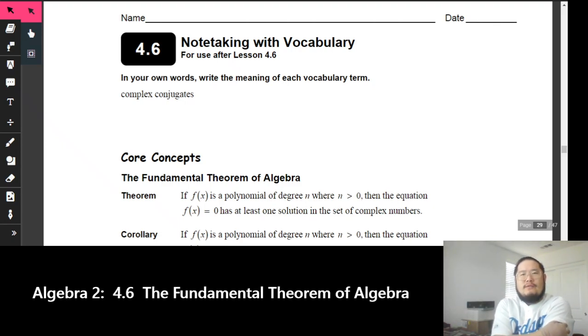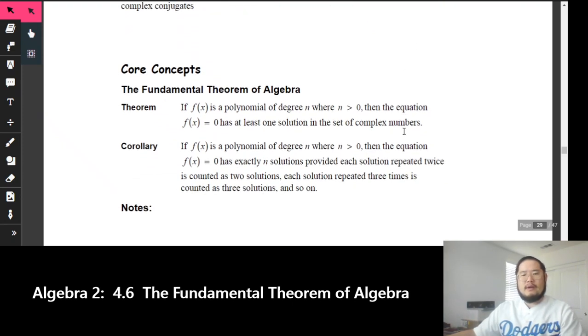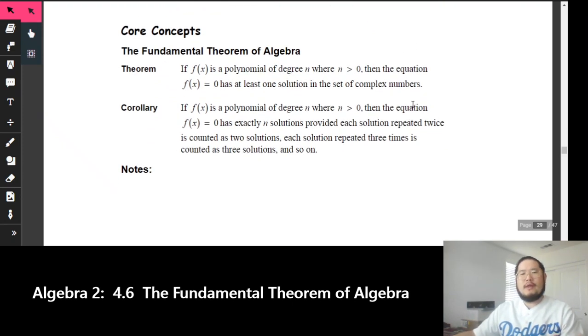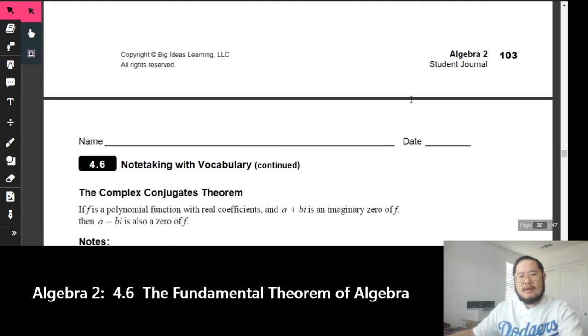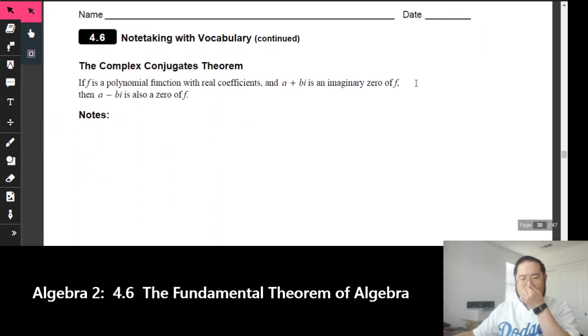Okay, in section 4.6, it is the fundamental theorem of algebra. Now, we're not really going to cover the details of the fundamental theorem of algebra. More of that we're going to save for your journey when you hit math analysis. So we're not going to worry too much about this right now. We're going to go ahead and move down, and we have the complex conjugates theorem.